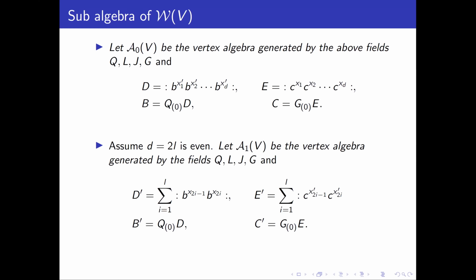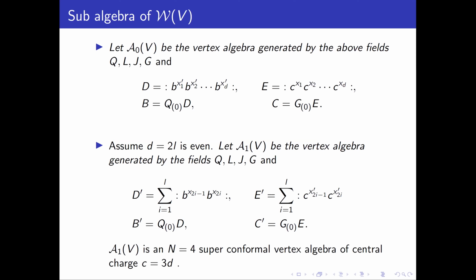If d is even, let A1(V) be the vertex algebra generated by the fields Q, L, J, G and the following 4 elements: D prime, E prime, B prime, C prime. Here E prime corresponds to the symplectic form, and D prime is the dual of E prime. The other 2 elements are generated by Q0 mode acting on D prime and G0 acting on E prime. This A1(V) is strongly generated by these 8 elements. Here A1(V) is an N=4 superconformal vertex algebra of central charge c equals 3d.